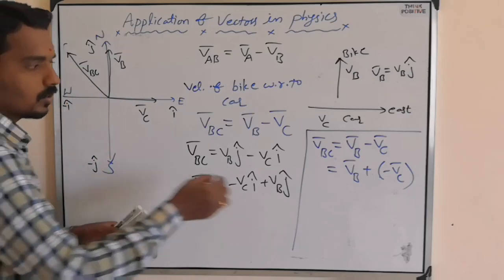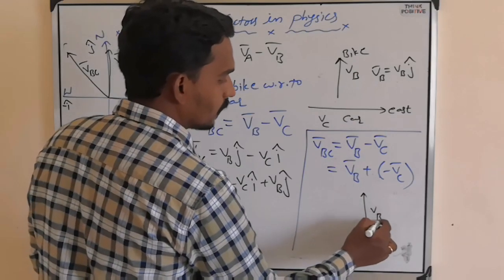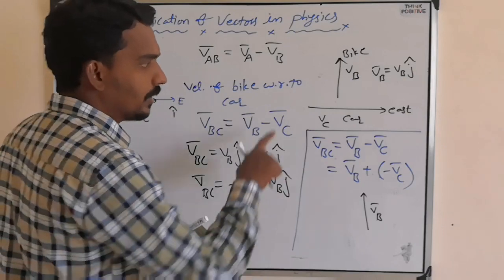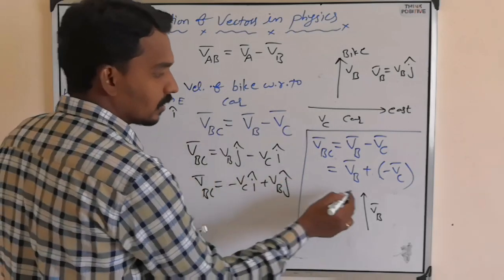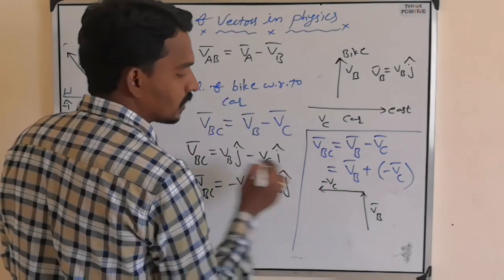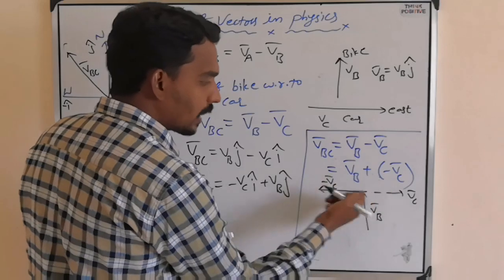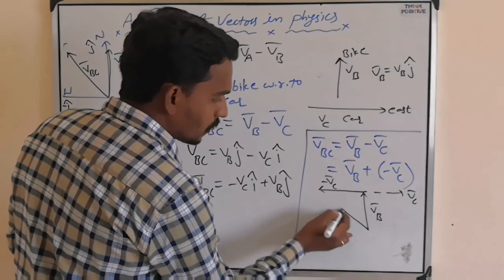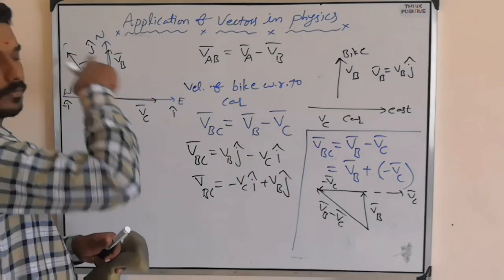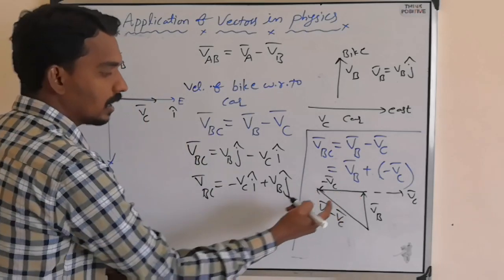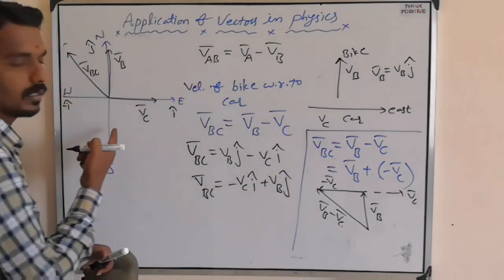How to add? First you will draw VB. VB is up. Draw VB. Then draw minus VC. VC is east, then minus VC is opposite, west. So this is minus VC. See, this is VC, but we want minus VC, the opposite. Then if you join these two, this is VB minus VC, this way, between north and west. So this is VB minus VC, nothing but VBC.